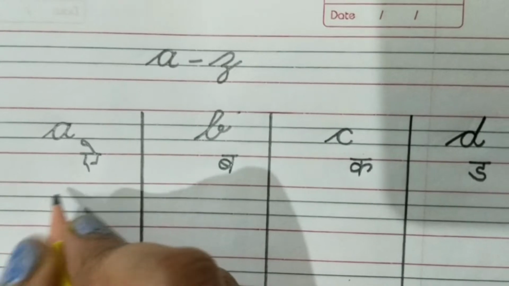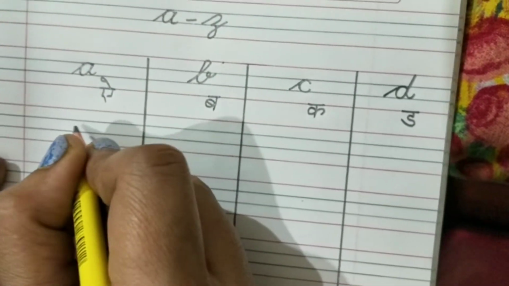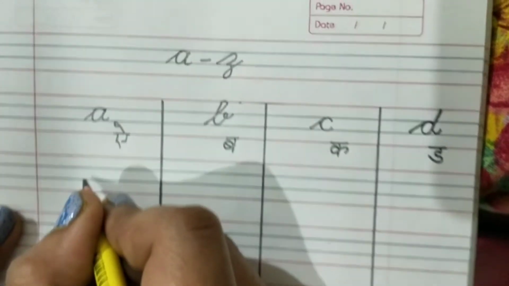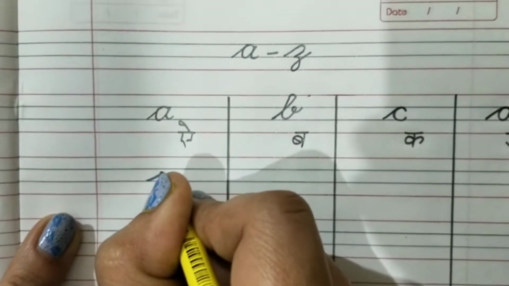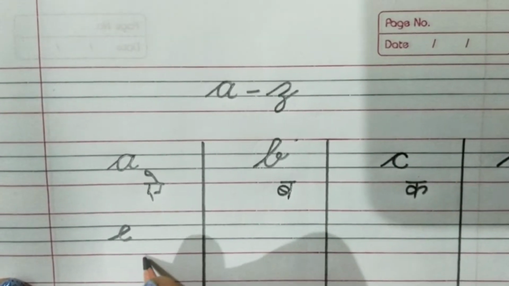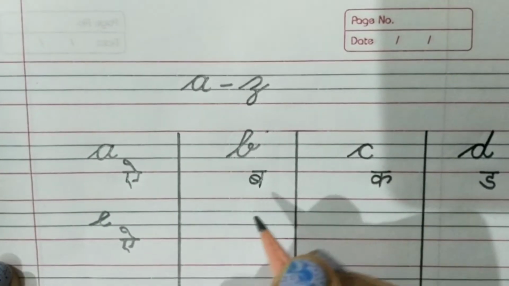A says A, B says B, C says K, D says D. After D, come to the next letter E. E says A. Slant line and come back like this. E says A.